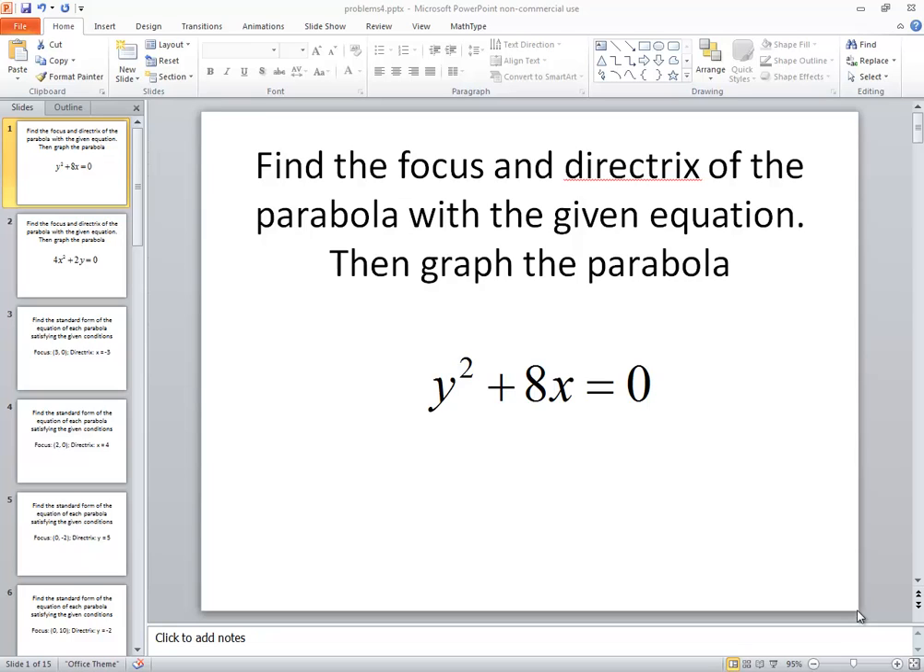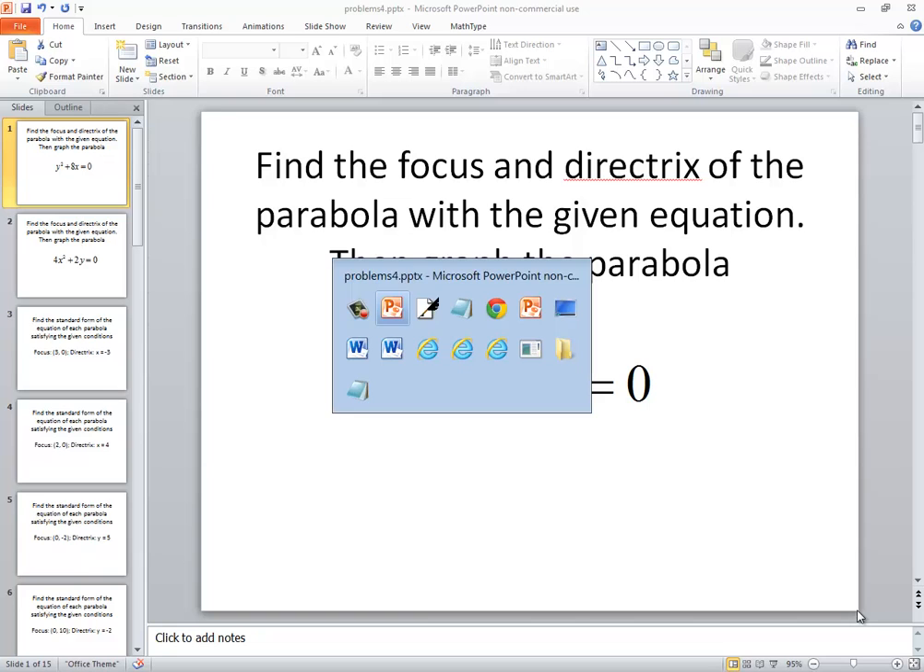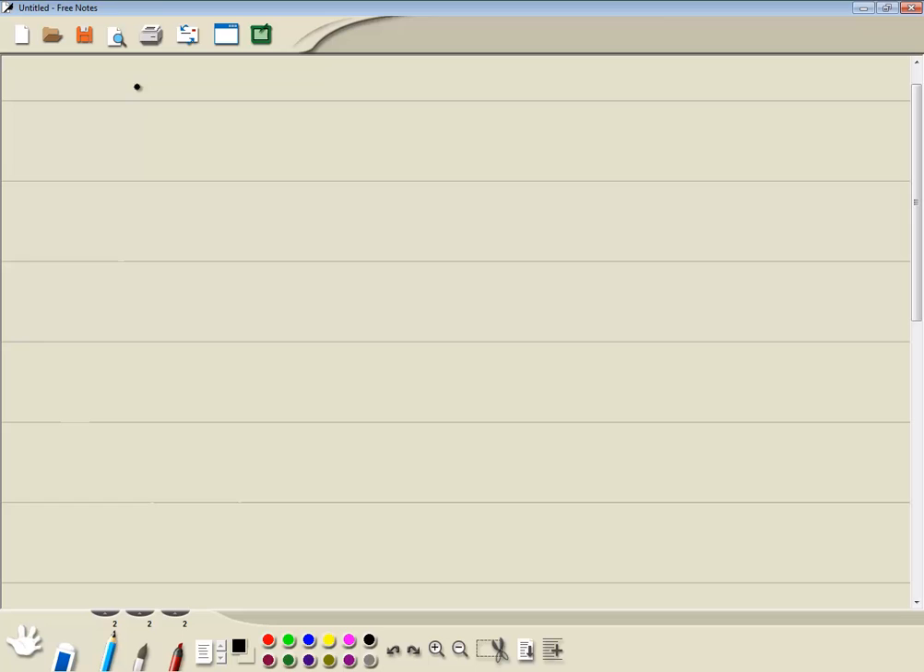In this problem, we want to find the focus and directrix of the parabola with a given equation and then graph it. We've got y squared plus 8x equals 0. First thing we have to decide is what formula to use.